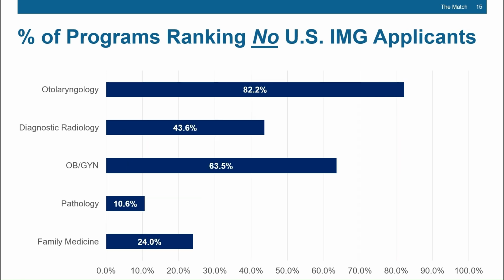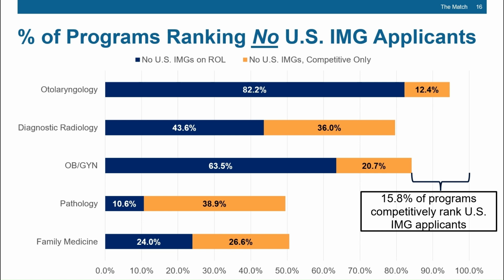Let's now look at the percentage of programs ranking no US IMGs. This ranges from 10.6% of pathology programs to 82.2% of ODO programs. Compared to ranking no DOs, we see higher rates of ranking no US IMGs across these specialties. For example, while 3.9% of pathology programs ranked no DOs, here we see that 10.6% of programs in pathology rank no US IMGs.